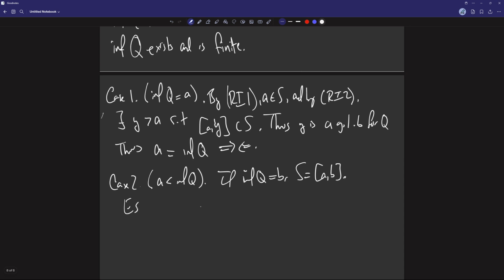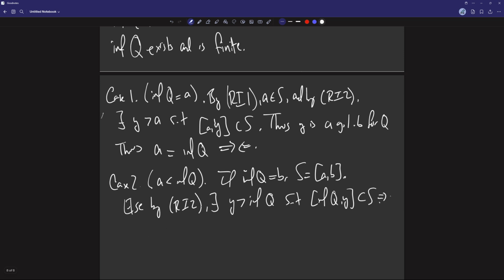Or else, by the real induction axiom 2, there exists y greater than the infimum of Q, such that (inf Q, y) is going to be a subset of S. And that's also going to be contradictory in nature.